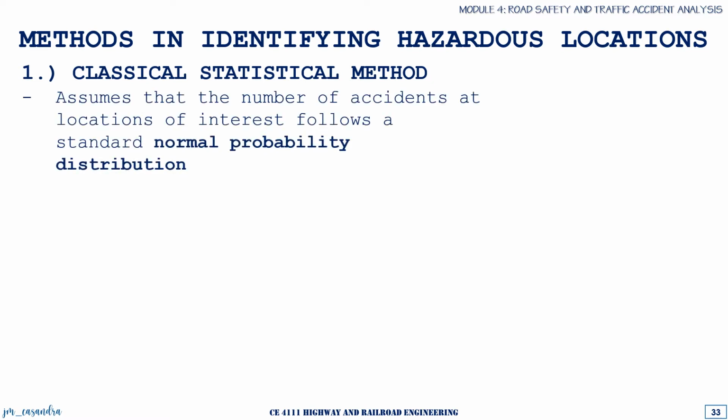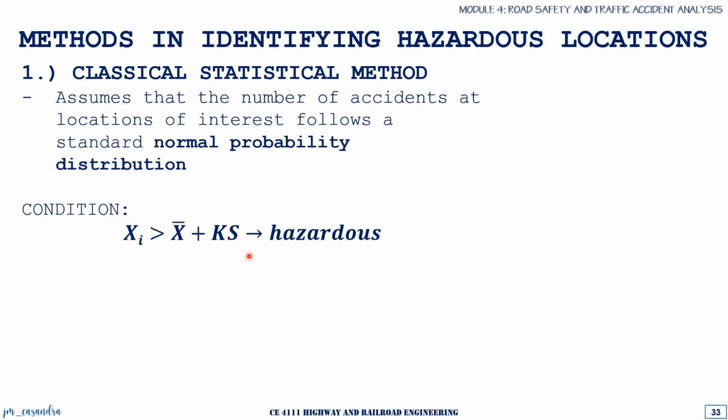So for the classical statistical method, this is a method that assumes the number of accidents at locations of interest or of study follows a normal probability distribution. So the condition that we follow for the classical statistical method is that it should follow this relation: x sub i is greater than x bar, or the average x, plus ks. If it follows this condition, it means that the location under study is hazardous.